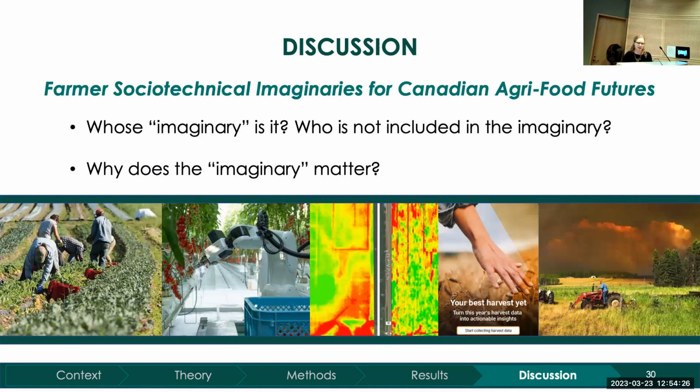And why does the imaginary matter? These farmers are in systems of power. These are the people on a farm that get to decide what tools they use and don't use. They have power over the operation, power over their laborers, and so it does matter what they think the future will look like and what they think the future should look like.